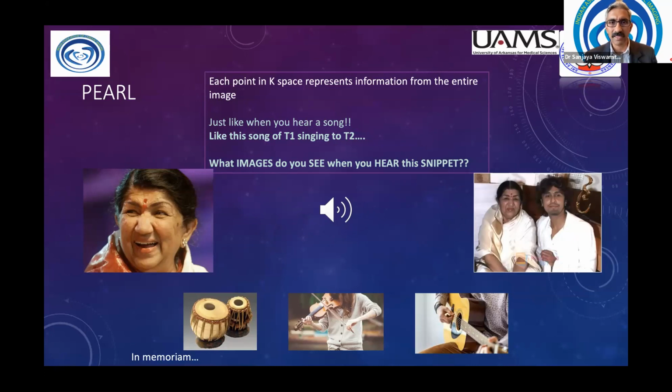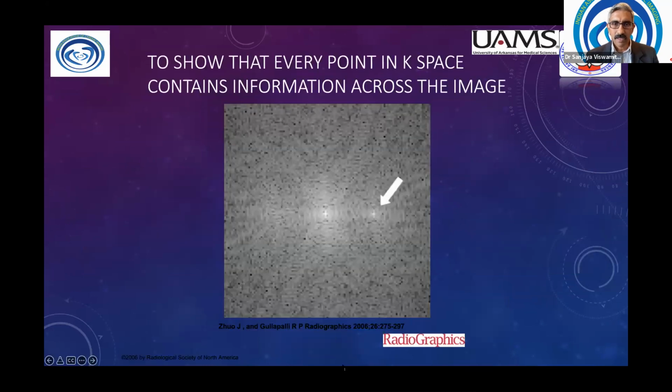K-space is nothing but this same type of conversion. We do it mathematically, your brain is doing it constantly. Okay. Here is another example of how to point out exactly that every point in K-space does contain some information across the image. So on this particular K-space, you notice that there is one bright spike that I'm showing you here, just this one extra spike, right? Everything else seems to be completely uniform in this particular image.